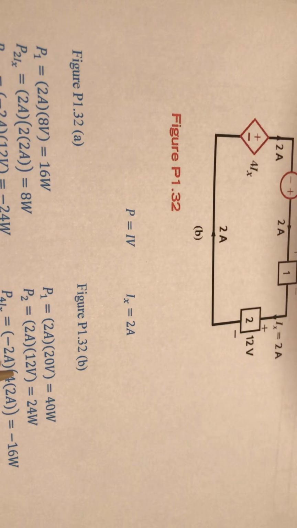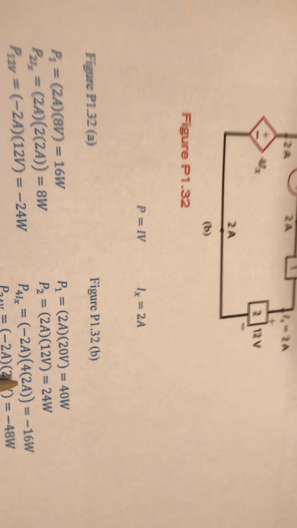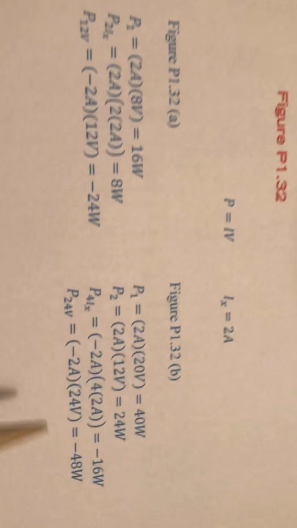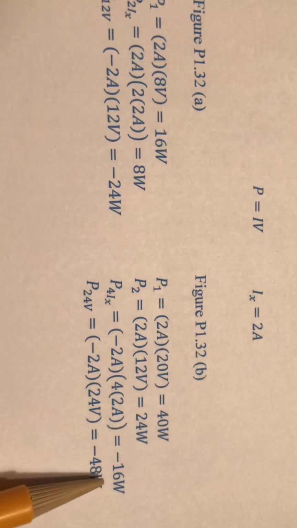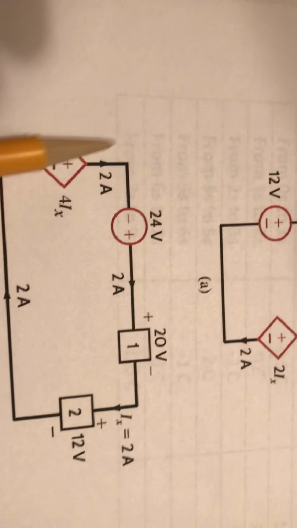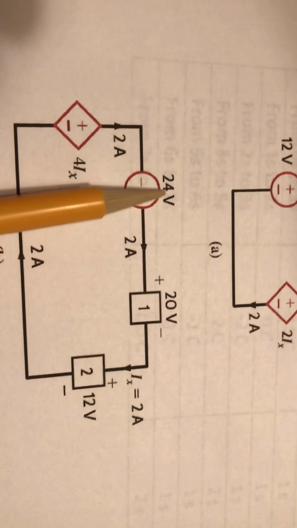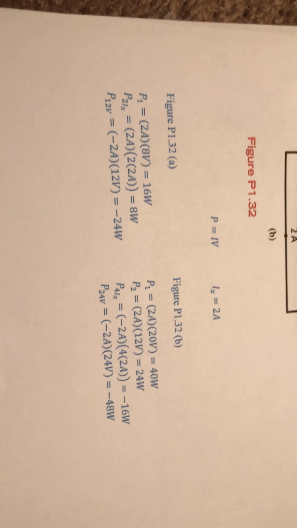And we multiply that by the negative 2, the current that is going through there, and we get negative 16. And for the last element, P 24 volts, current is moving in here as well from negative to positive, so we get negative current of 2 amps times 24 volts, which gives us negative 48 watts. And that is my homework explanation.